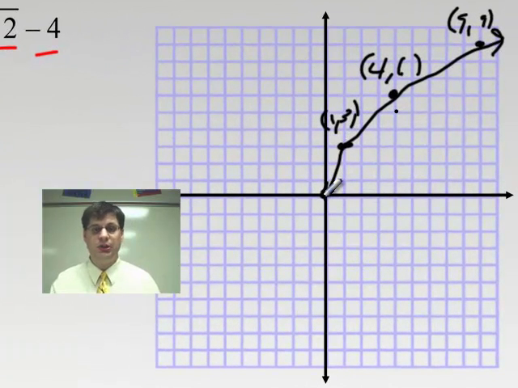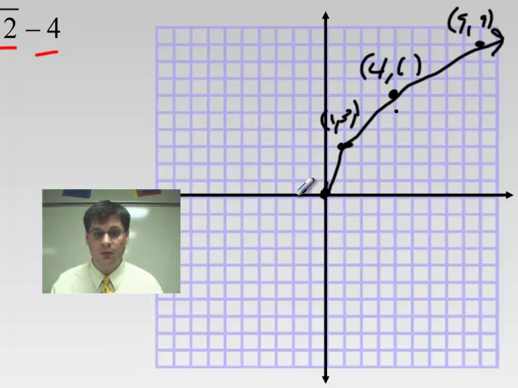So where I'd start at 0, 0. 0, 0 is always a great point to start when you're doing your translations. So what would be 1, 3? We're going to go left 2 and down 4. So for 0, 0, subtract 2 gives us negative 2, and then down 4. So it's just going to be h, k in this case. So negative 2, negative 4.